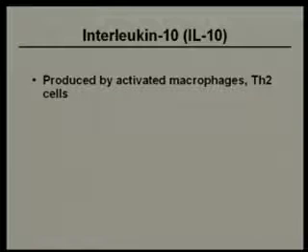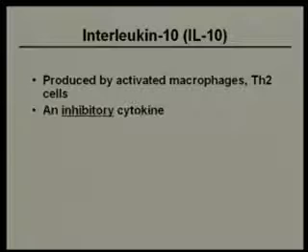Again, produced by macrophage and Th2 cells. Primarily when it inactivates a cell, it inactivates a Th1 cell. Typically the Th2 cell and the Th1 cells have opposite effects. So if a Th2 cell produces interleukin 10, it can lead to downregulation of the Th1 response, which in effect leads to an upregulation of the Th2. Again, this is one example of an inhibitory cytokine.